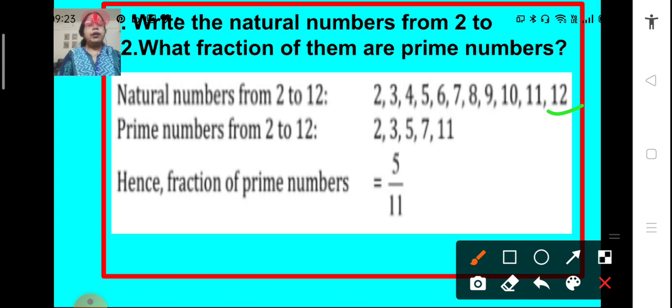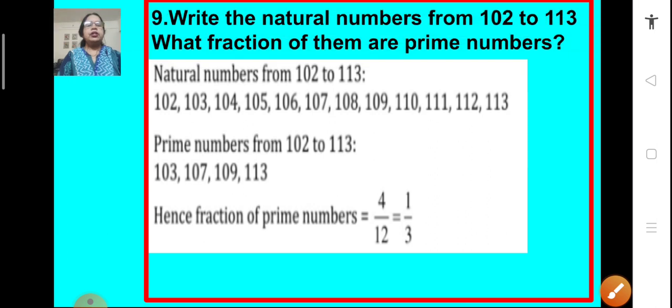So what are the prime numbers among them? 2, 3, 5, 7 and 11 are prime numbers. So total how many numbers are there? The natural numbers from 2 to 12, they are 11. And what is the number of prime numbers between 2 and 12? They are 5. So what is the fraction of prime numbers? It is 5 upon 11.